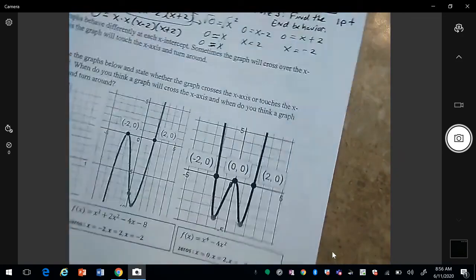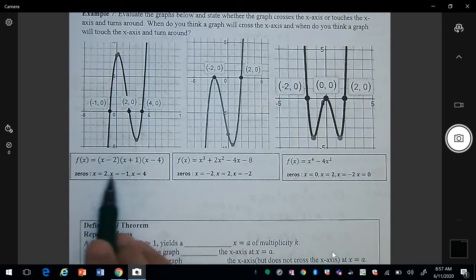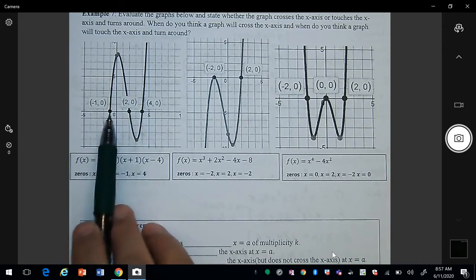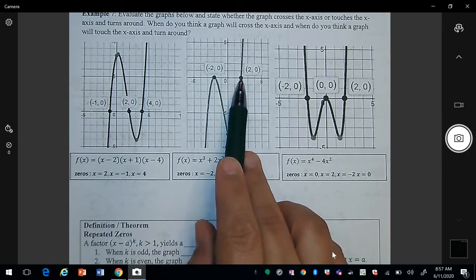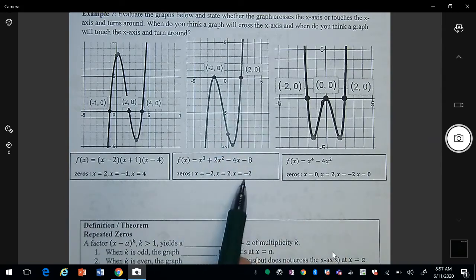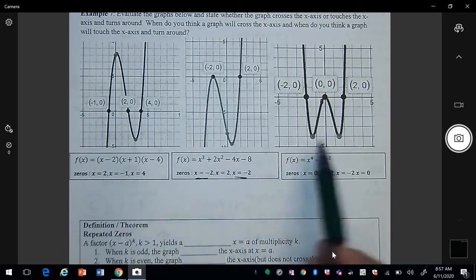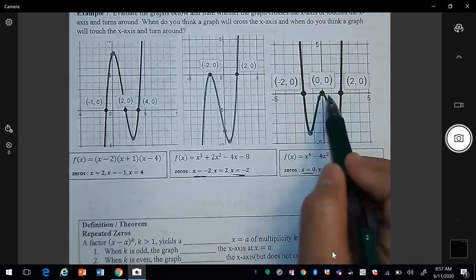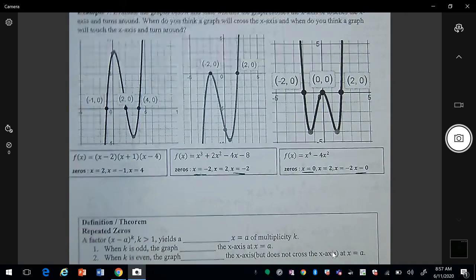So we want to know what happens with these graphs. So notice in the first graph, the zeros were only repeated one time. So in other words, there was only one of these, and one of these. And the graph crossed at each point. Over here, we had x equals 2, it repeated once, so it only crossed here. But at x equals negative 2, I have 2 that are repeated, and so it touched and then it turned. And over here, I had x equals 0, and that's where it touched and it turned. Okay, so our definition is going to be related to how many times something repeats.